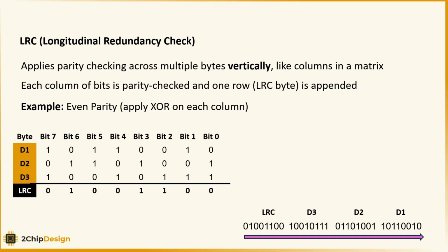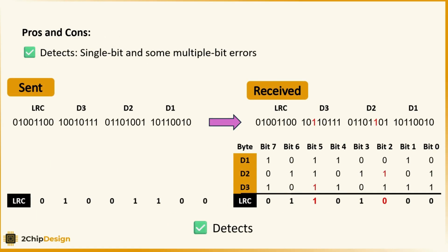What are the pros and cons? On the plus side, LRC can detect single-bit errors and some multiple-bit errors. For example, if we flip a couple of bits, say data 2 becomes 011011101 and data 3 becomes 10110111, the new LRC is 011010000. Because the recalculated value doesn't match, we know there's an error.